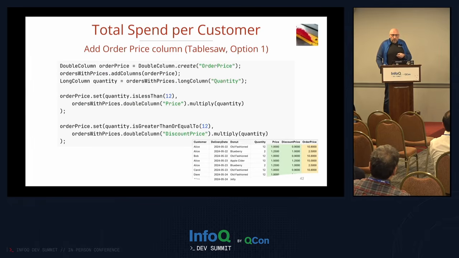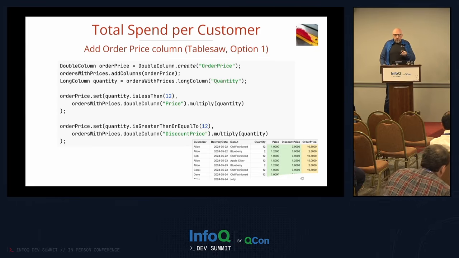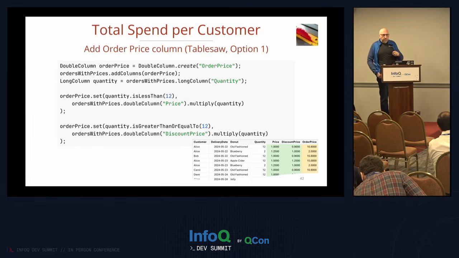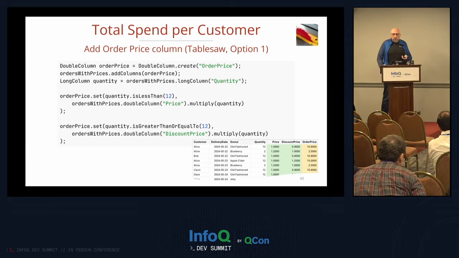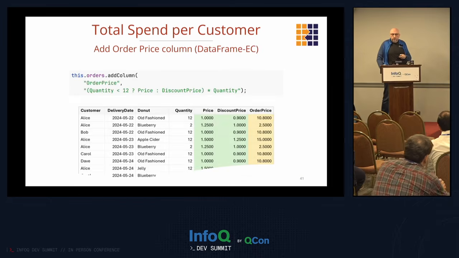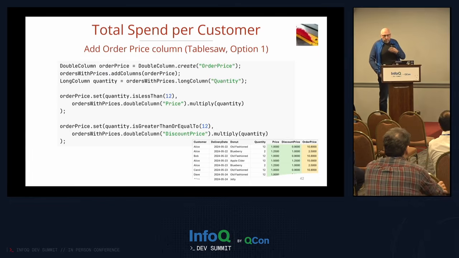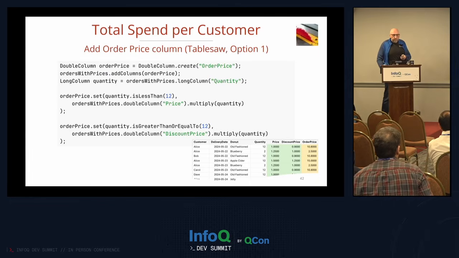With Tablesaw, again, here's an example of what normally would be nice declarative code. You do need to specify column type, but then again, you can read it. You can figure it out. If quantity is less than 12, use this. Otherwise, use that. But it's a lot of text to express this simple piece of logic. And again, it's baked into your application. It's not externalizable.